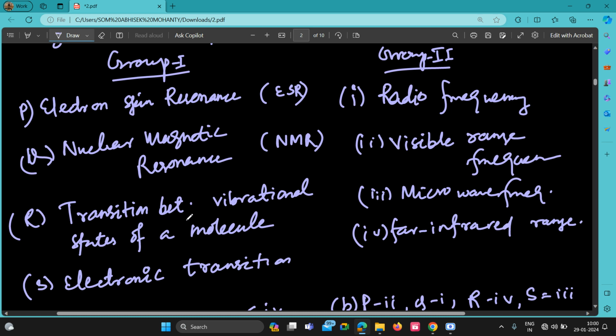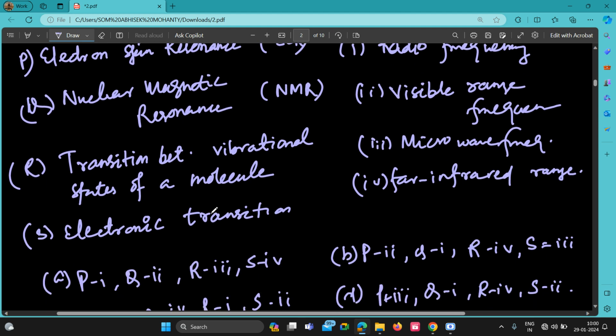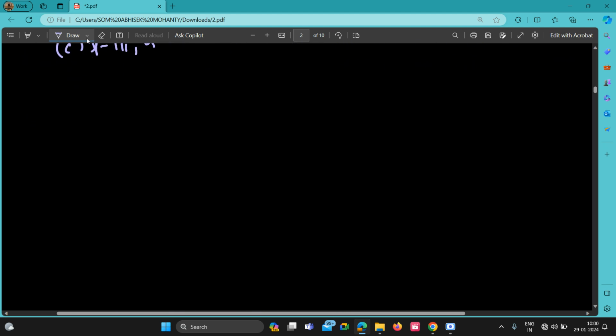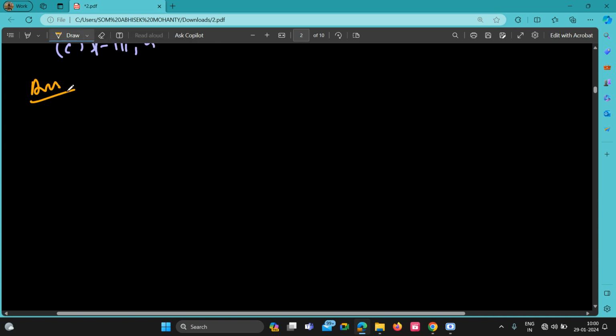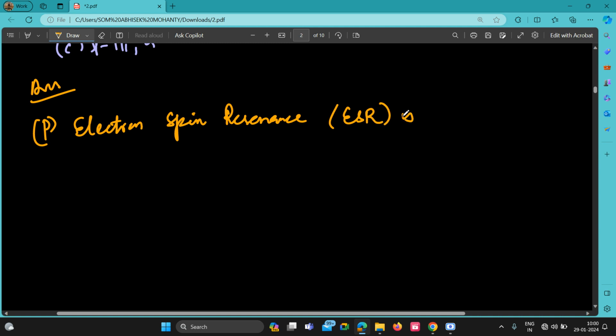Could you solve it? It's mainly a memorization type question. If you had studied it, only then can you answer. First, electron spin resonance is achieved by microwave frequency.